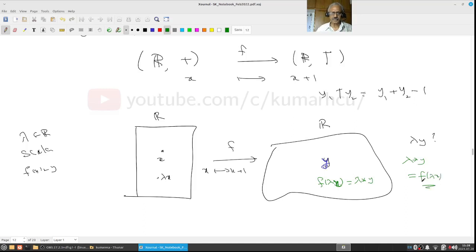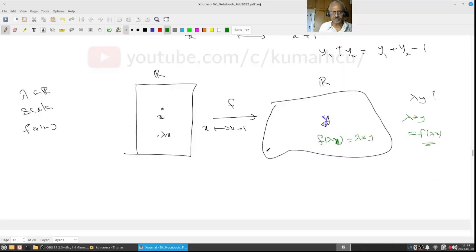Don't get confused. Just push the image. That is, take y, pull it back to get x, do the scalar multiplication to get lambda x, and push it forward. This is pull back, and this is push forward.